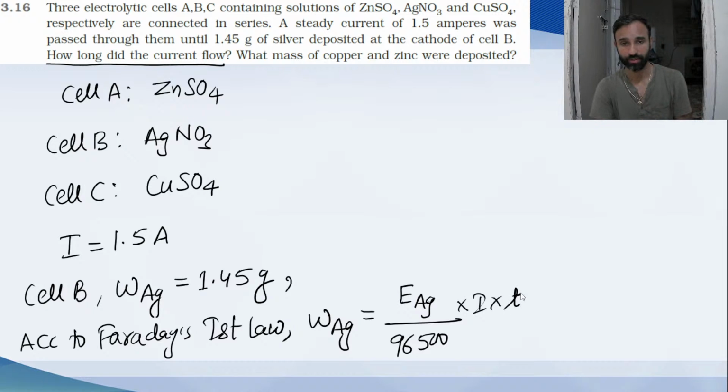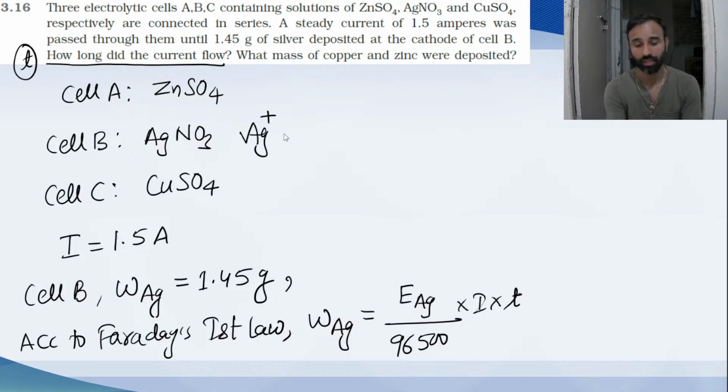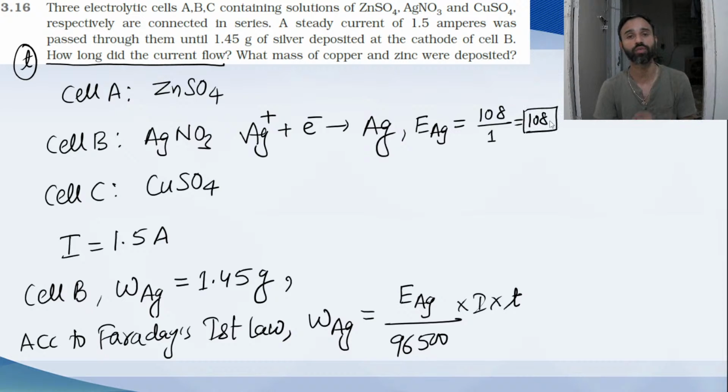See, I is given, weight of silver is given, equivalent weight of silver we can calculate. So what is left? Time. How long did the current flow means we have to calculate time. The first question we can do by this relation. See, in AgNO3, Ag is in the form of Ag plus. So at a cathode, it will gain 1 electron and form silver. So what is equivalent weight of silver? Atomic weight of silver, it is 108 divided by 1. Means it is 108 only. So equivalent weight of silver is 108.